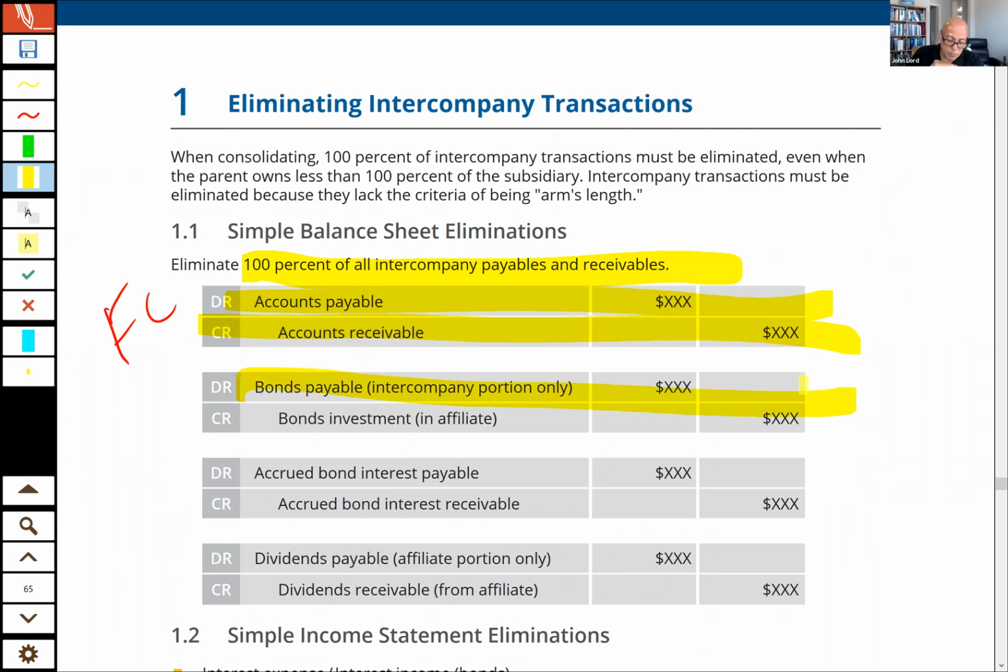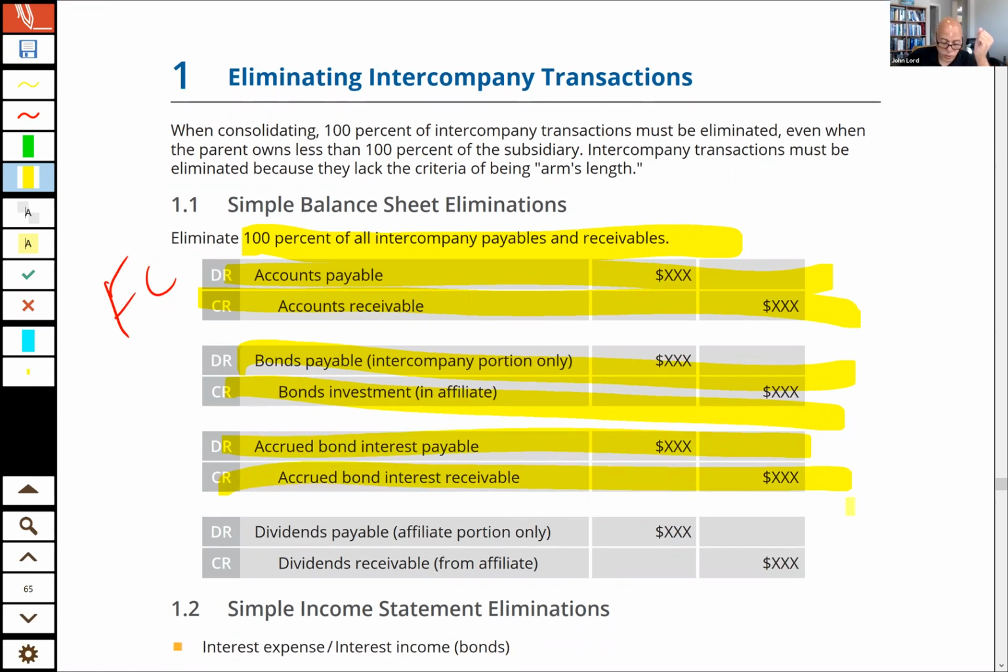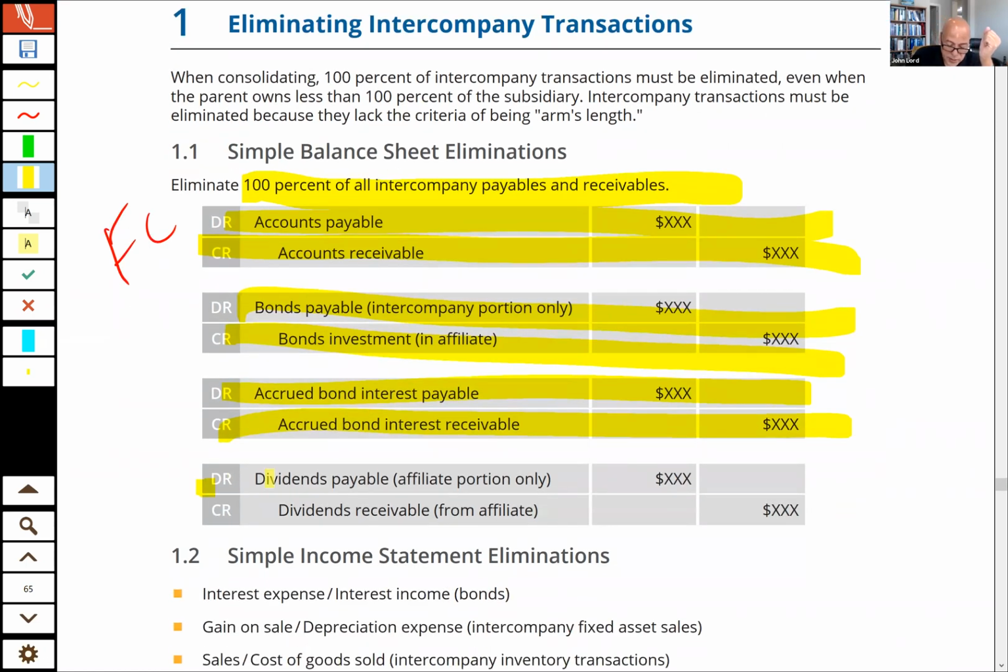If there has been borrowing through bonds between the entities, you'll debit the bond payable. You'll credit the investment. Obviously, if I bought the bond, I'm an investor. And if it's a parent subsidiary type relationship, then you'll get rid of that investment account. Any accrued interest between the two, accrued interest receivable and payable, is eliminated.